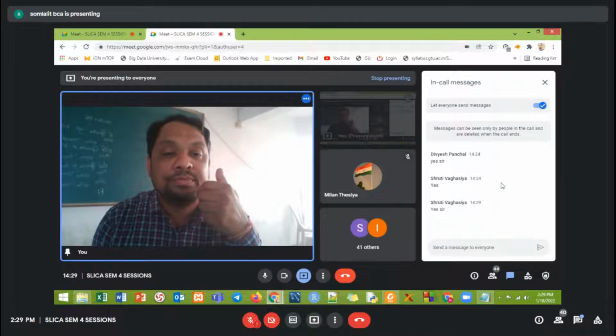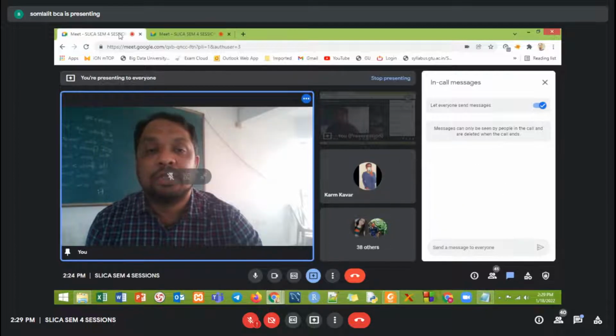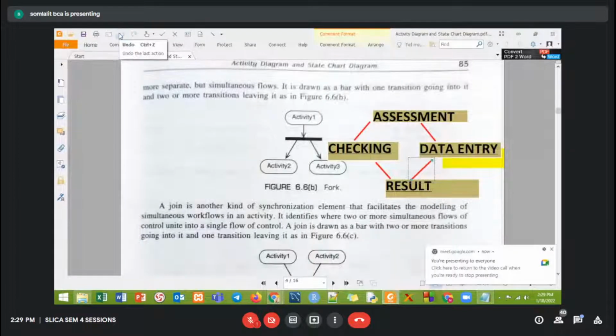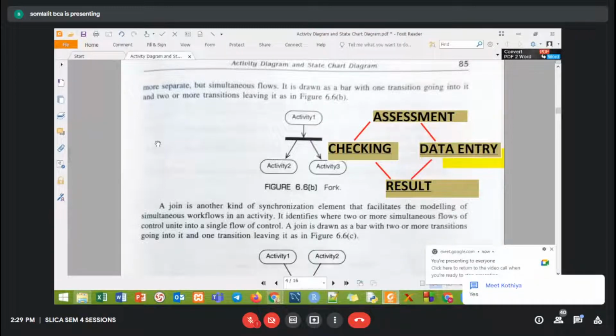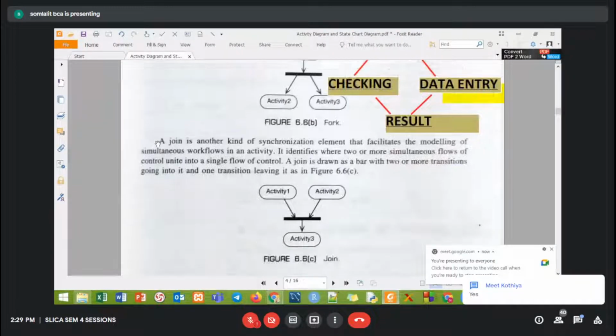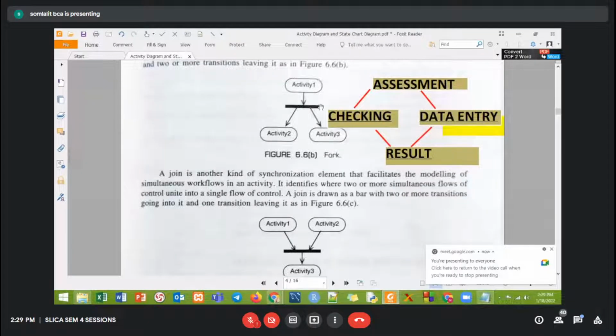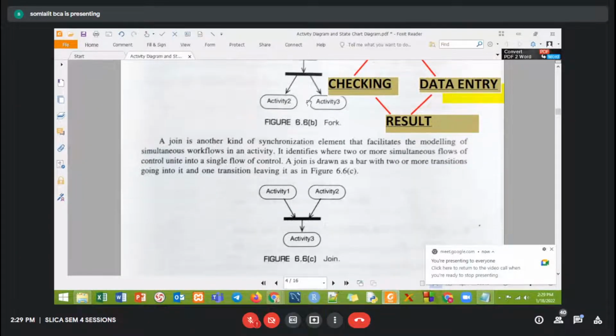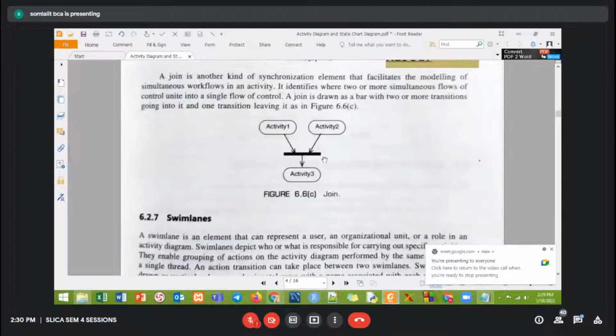Okay. If I show you an example, see here they have shown. This is the fork operation, synchronization fork. Fork means to split. And this is join. Join means to combine.